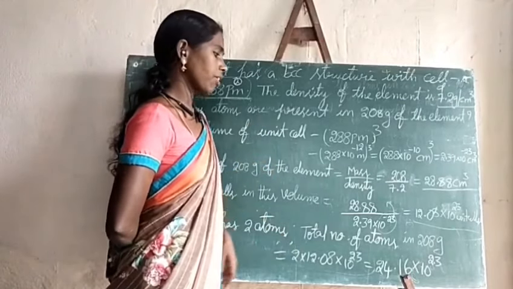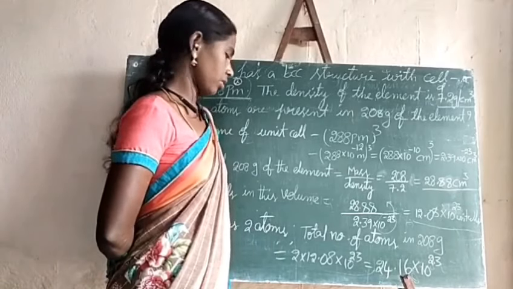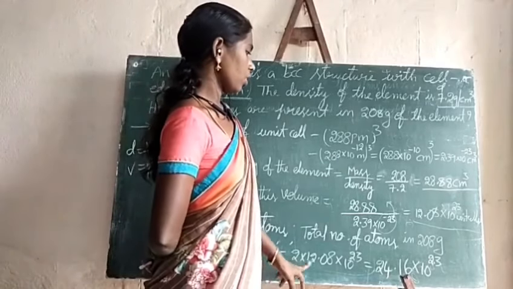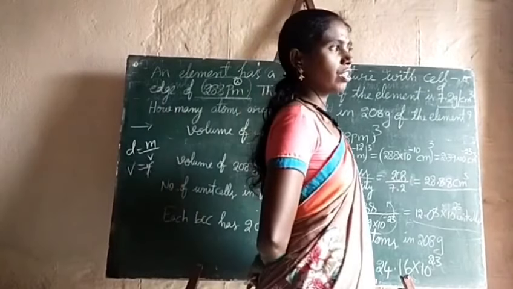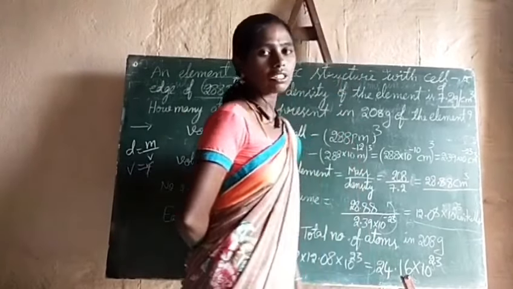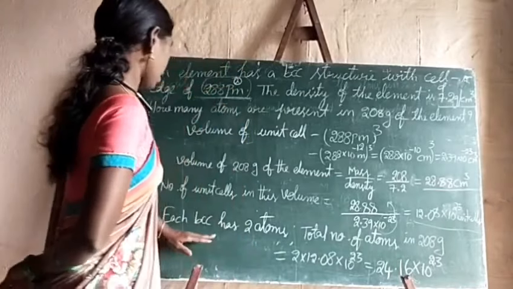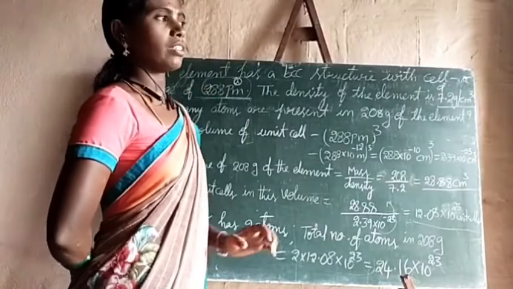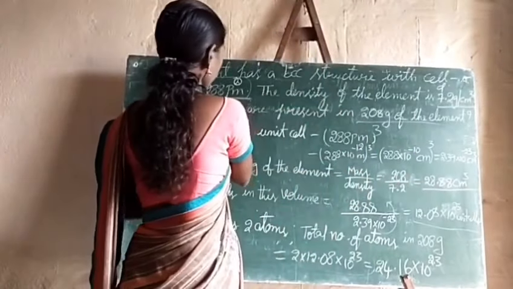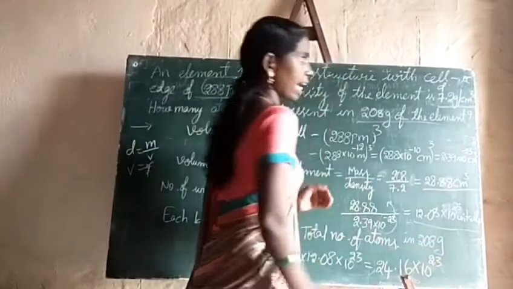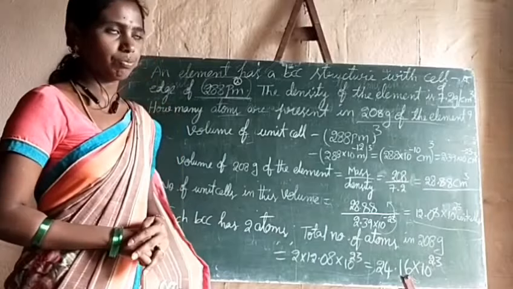So total number of atoms in 208 grams is equal to 2 into 12.08 into 10 to the power of 23, that is equal to 24.16 into 10 to the power of 23 atoms present in the 208 grams of the element. As it is a number of atoms, we don't have any units, so we can just mention atoms.